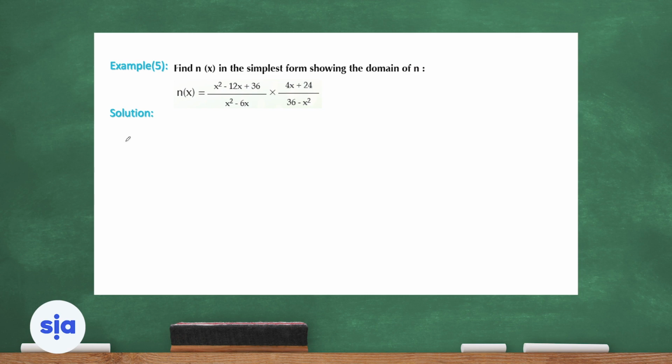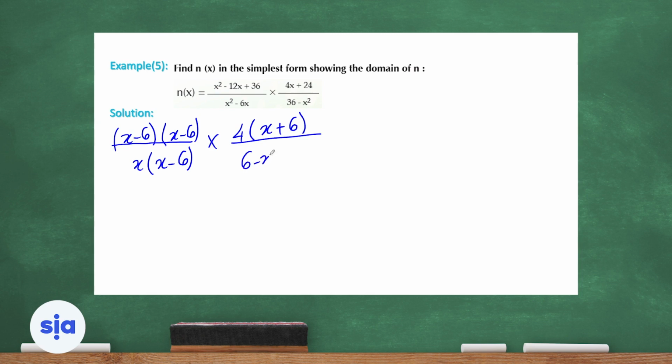In this example, the first numerator we have can be simplified as x minus 6 times x minus 6, or x minus 6 all squared, over, I can take x as a common factor, multiply 2, 4 as a common factor, so it's x plus 6, and down, yes, it's a difference of 2 squares, so 6 minus x times 6 plus x.